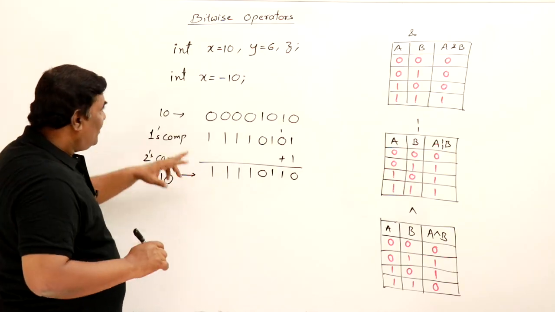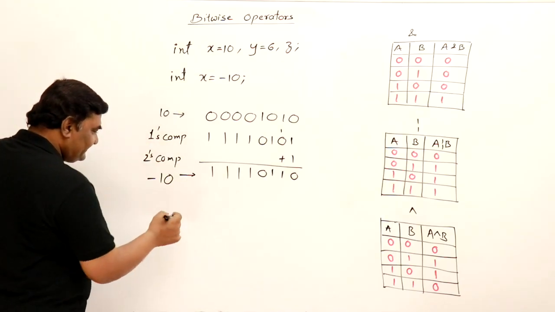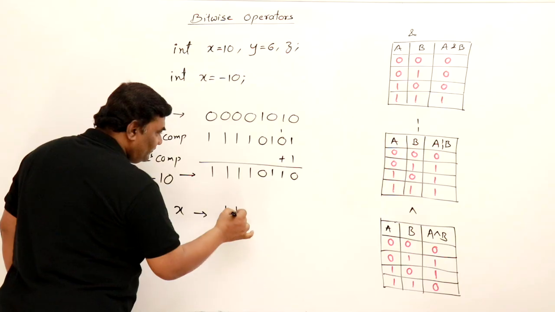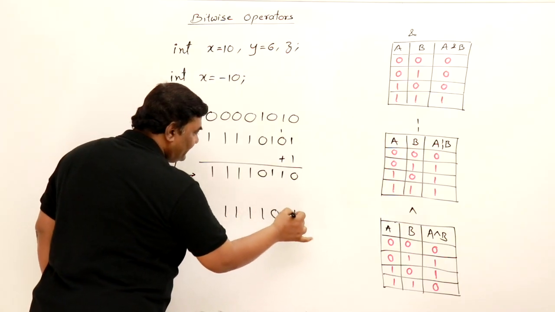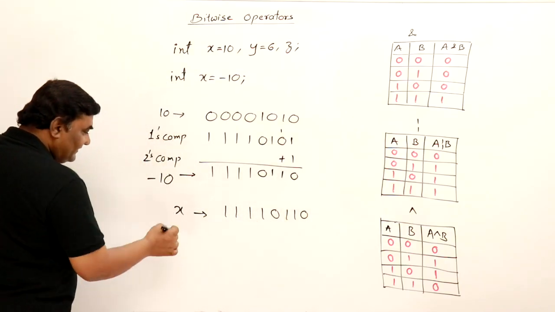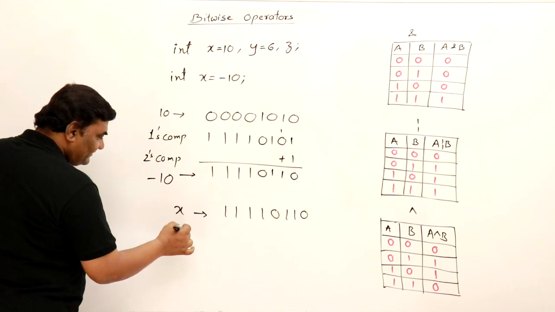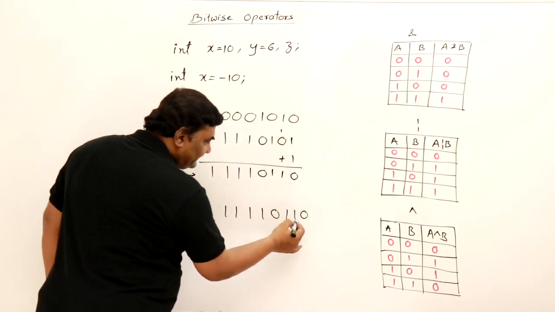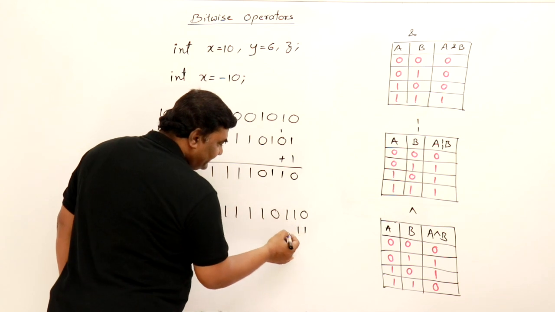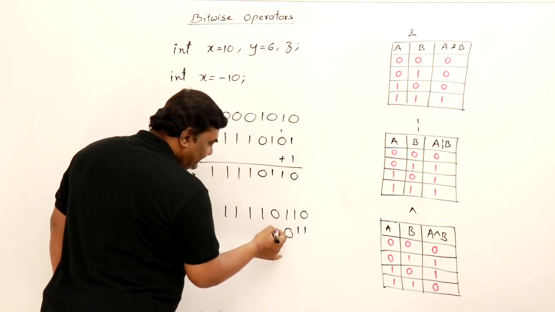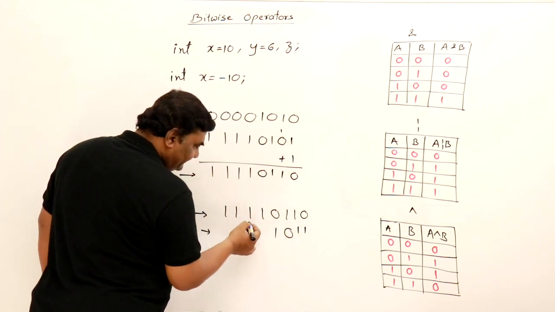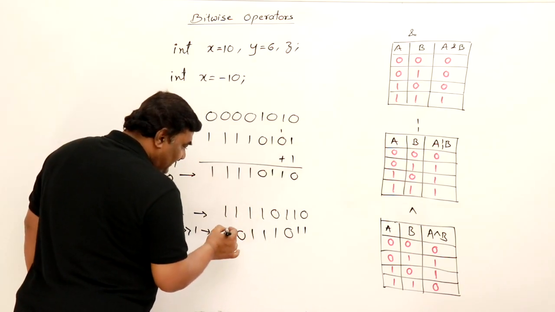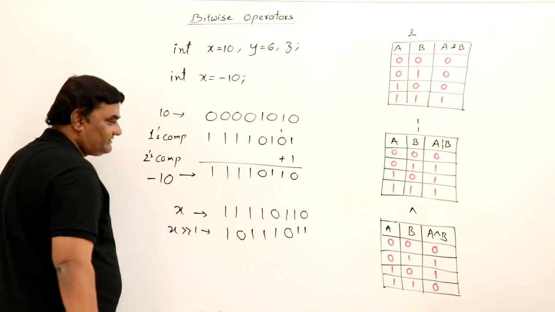Now suppose this is x. It is minus 10. So x is minus 10 and it is 1, 1, 1, 1, 0, 1, 1, 0 in 1 byte. Now if I say x right shift by 1, then what happens? This 1 comes here, this 1 comes here, this 0 comes here, and this 1 comes here. This 1 comes here, this 1 is here, and this 1 is here, and this will be 0, and this 1 remains as it is.